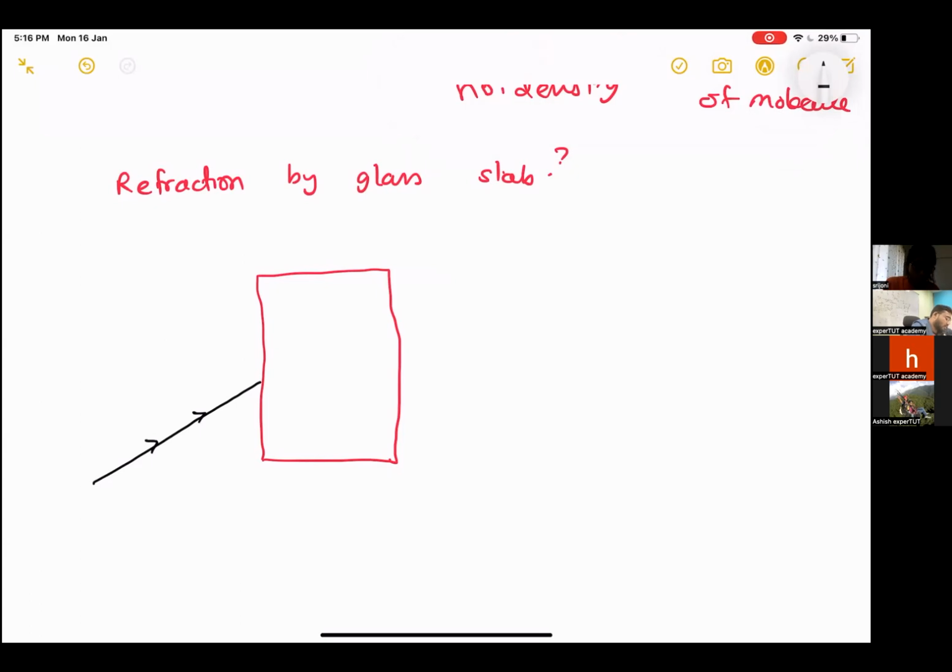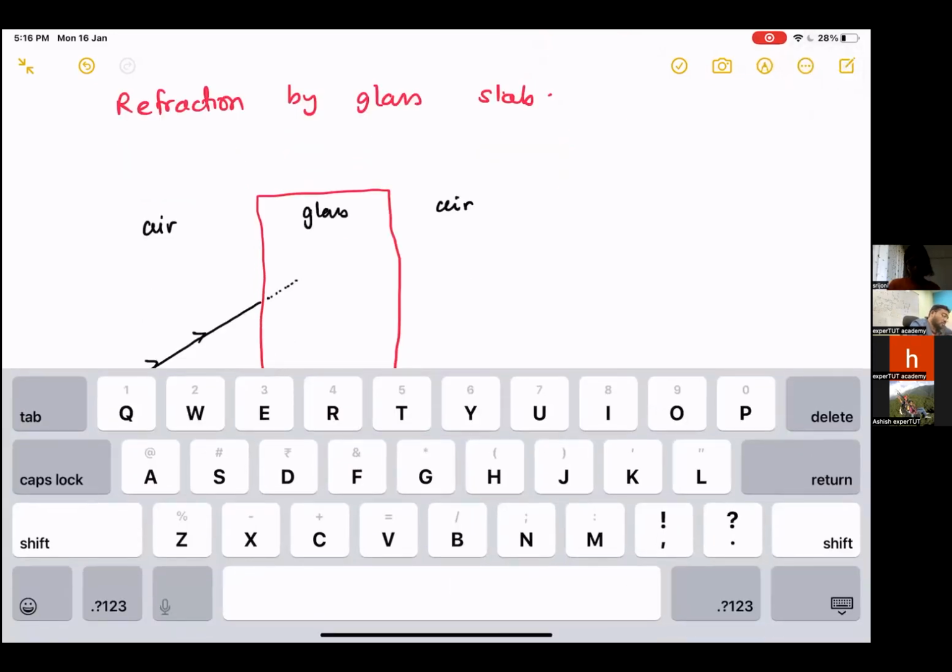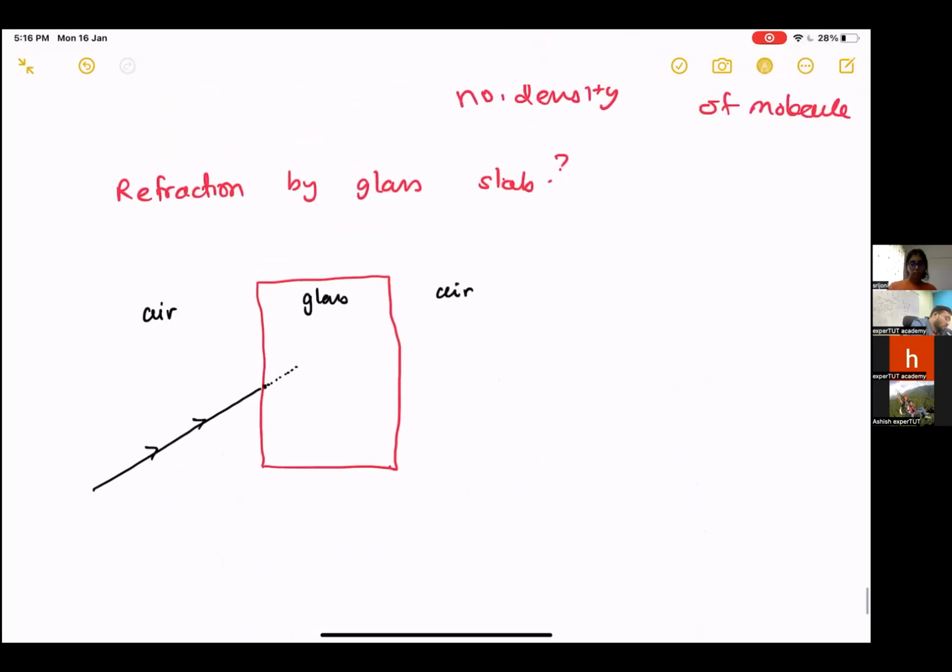Then the incident ray gets refracted at the first interface. So this is air, this is, let's say, glass, and this is air. Now you have to draw the normal at this point. What is point P? Point of incidence. Write this. Ray AB is the incident ray.